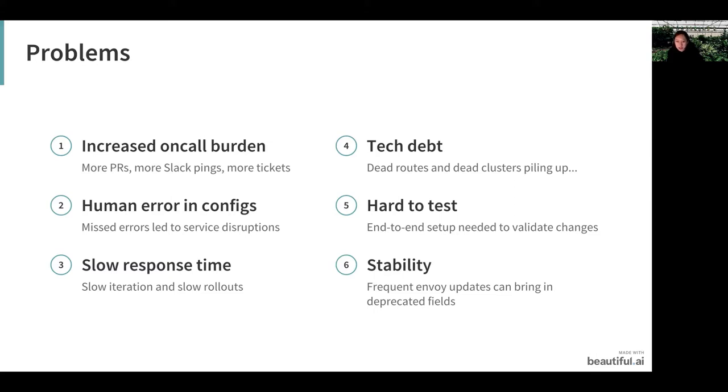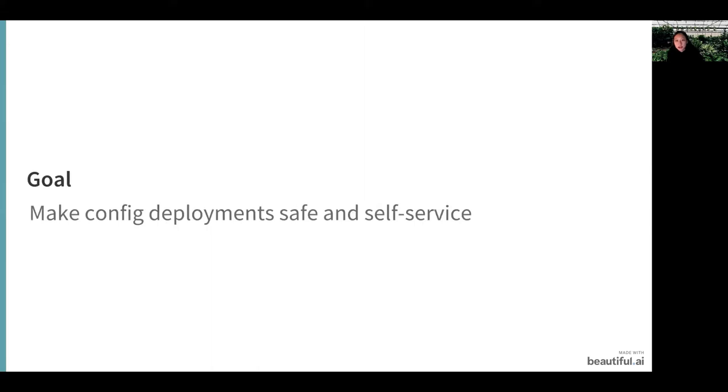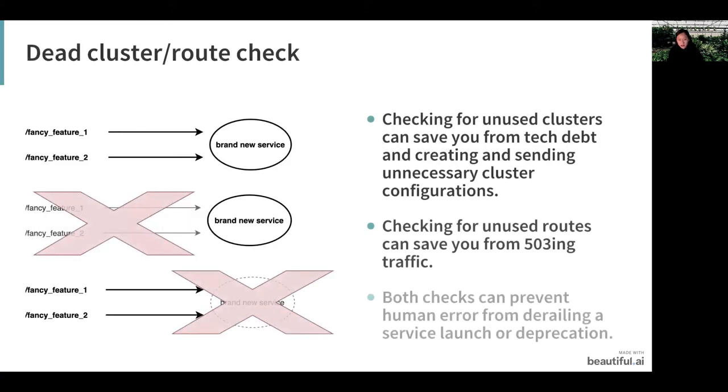And in order to maintain this high speed of iteration, we knew we would have to automate our testing in order to make sure that our Envoys wouldn't regress whenever we pulled in the latest version. With all these issues in mind, we set out to invest in tooling and tests that would make config deployments safe and self-service. The first strategy I'll talk about here is how we addressed tech debt, in particular the dead clusters and routes. We wrote some in-house scripts that parsed the route and cluster configs and removed the ones that were dead.